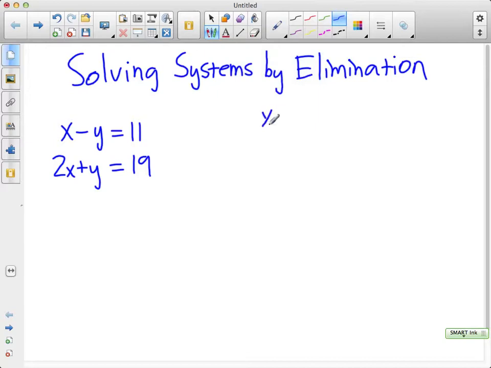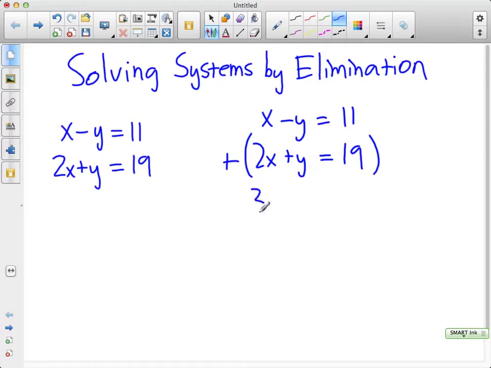So I have the entire equation, x minus y equals 11, and I'm going to add it to 2x plus y equals 19. I combine the like terms, so x plus 2x makes 3x. Y plus negative y, well, those cancel out, and I'm left with nothing. And then 19 plus 11 is 30. And just like magic, my y is gone, and I can solve for x. Divide both sides by 3, and we have x equals 10.